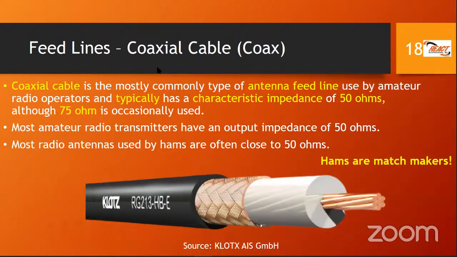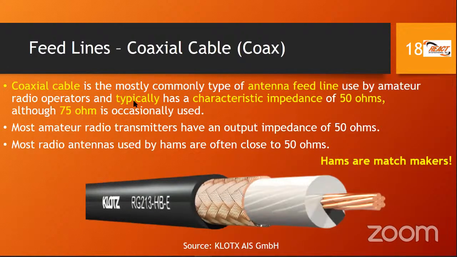So we come to another type of feed line, coaxial cable or coax. We would have dealt with this during the technician class. Coax cable, or coaxial cable, is actually the most common type of cable that amateur radio operators use. It's the most common antenna feed line. So between your antenna and your radio, coax cable is the most popular type of feed line that is used.